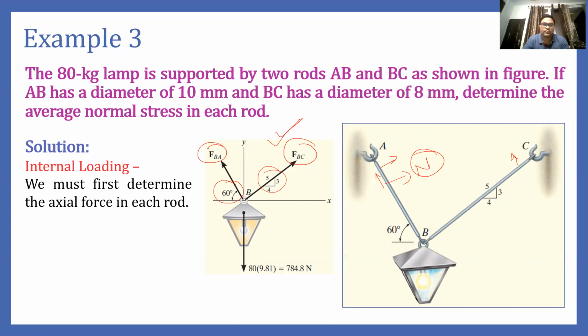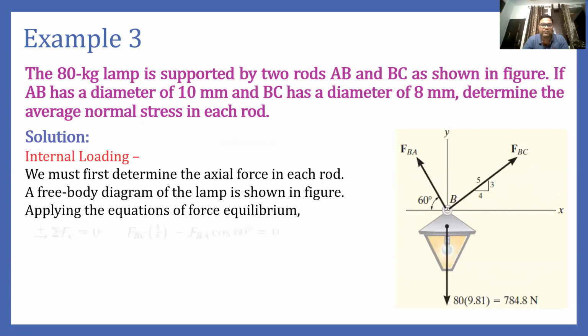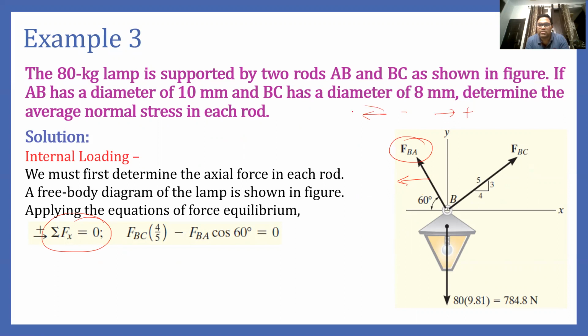So here we will apply the equations of equilibrium. The first equation we will apply is the summation of Fx. Summation of Fx means the sum of all the horizontal forces should be 0. The horizontal component of force BA will be FBA cos theta. As you can see, the direction is right to left. We know that this direction is negative and this direction is positive. So the force component of FBA will be negative, that is minus FBA cos 60.